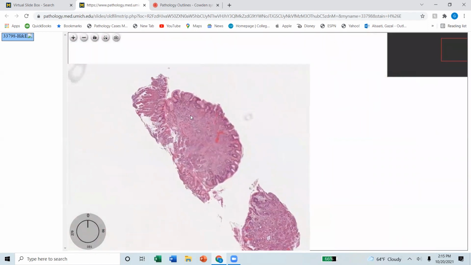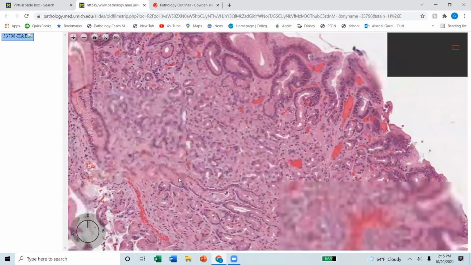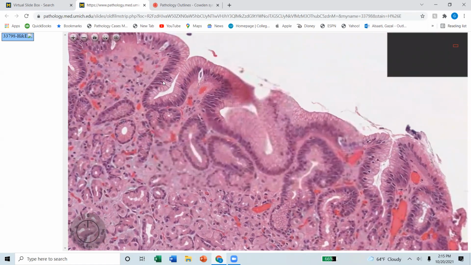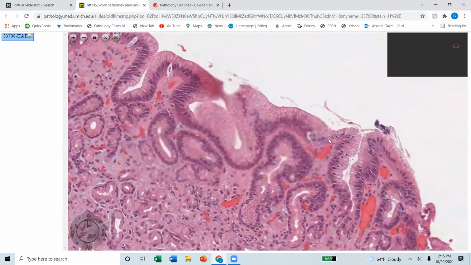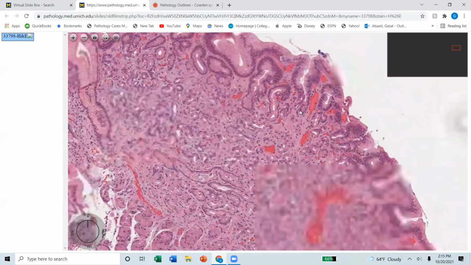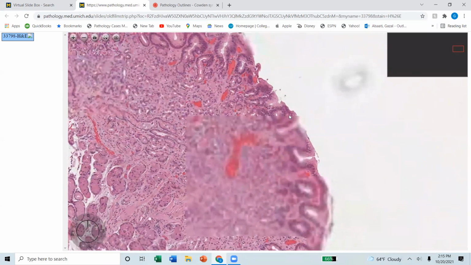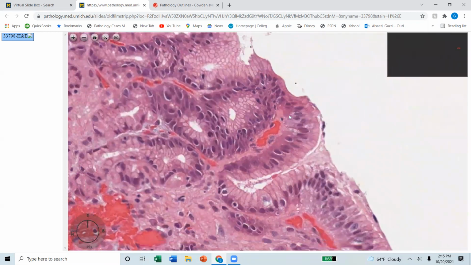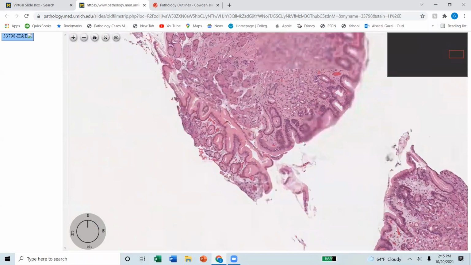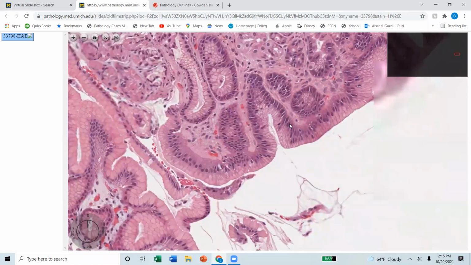The area that bothers me the most is this area here. Right there, the epithelium is becoming more stratified, reaching the top. Same here. Let me see if I have better. Okay, right there. Your epithelium is becoming more stratified. See how the nuclei are coming up?